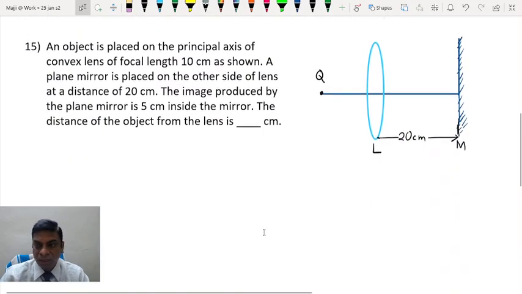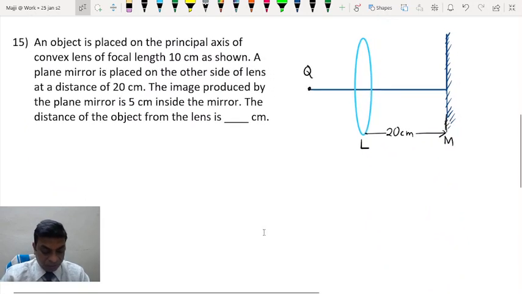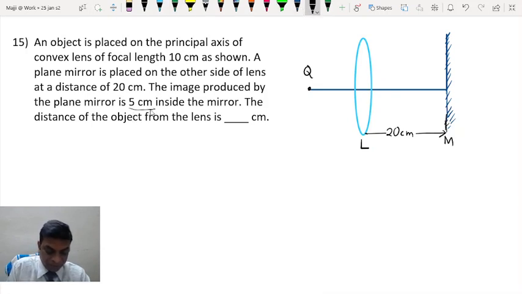Then let us move to the next question. Question 15. An object is placed on the principal axis of a convex lens of focal length 10 cm. As shown, a plane mirror is placed on the other side of the lens at a distance of 20 cm. The image produced by the plane mirror is 5 cm inside the mirror. So that means the final image is here at a distance of 5 centimeters.